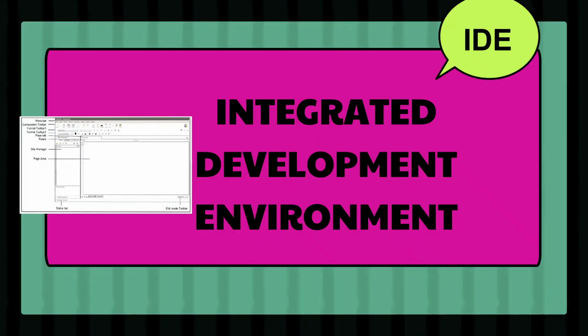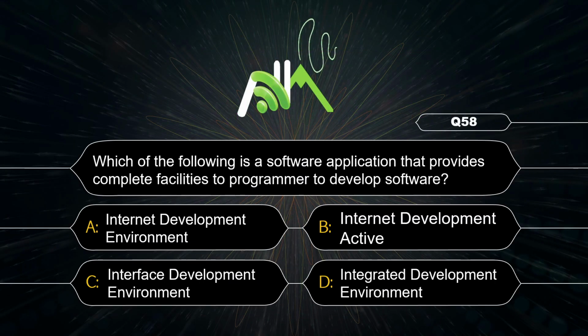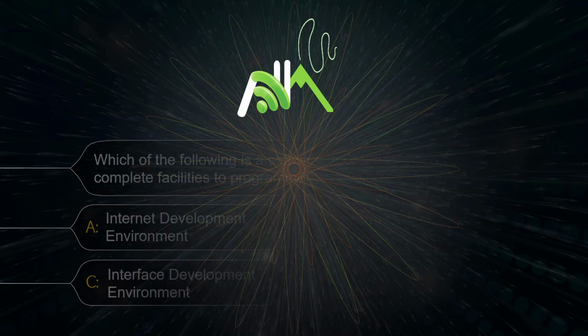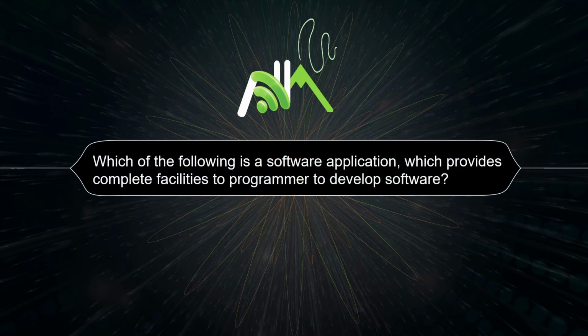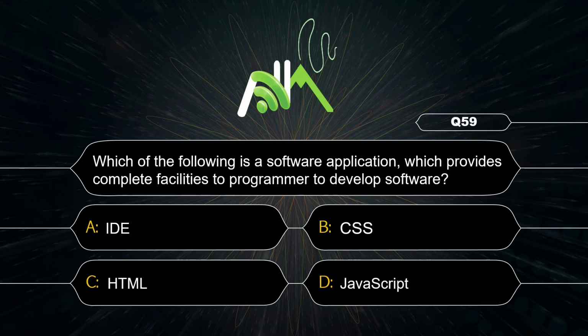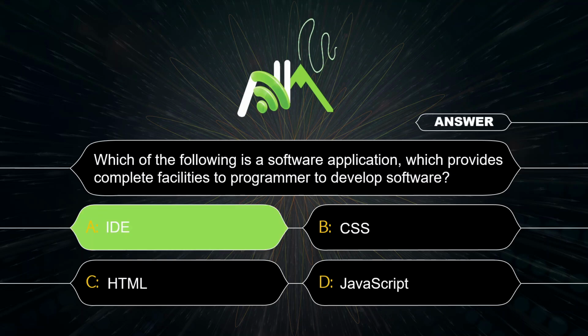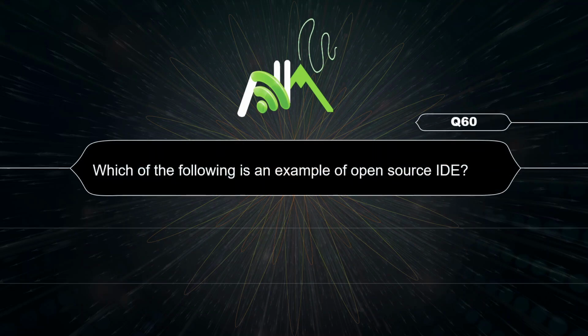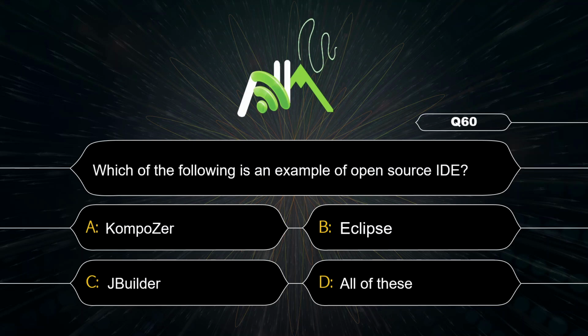Now we will see a few questions related to IDE. Which of the following is the software application that provides complete facility to programmers to develop software? Integrated development environment. Or the question can be like this: software application that provides complete facility to develop software, but the full form is not given. The correct answer is IDE only. Examples of open source IDE: Composer, Eclipse, JBuilder, NetBeans, all four are there. So all of these.